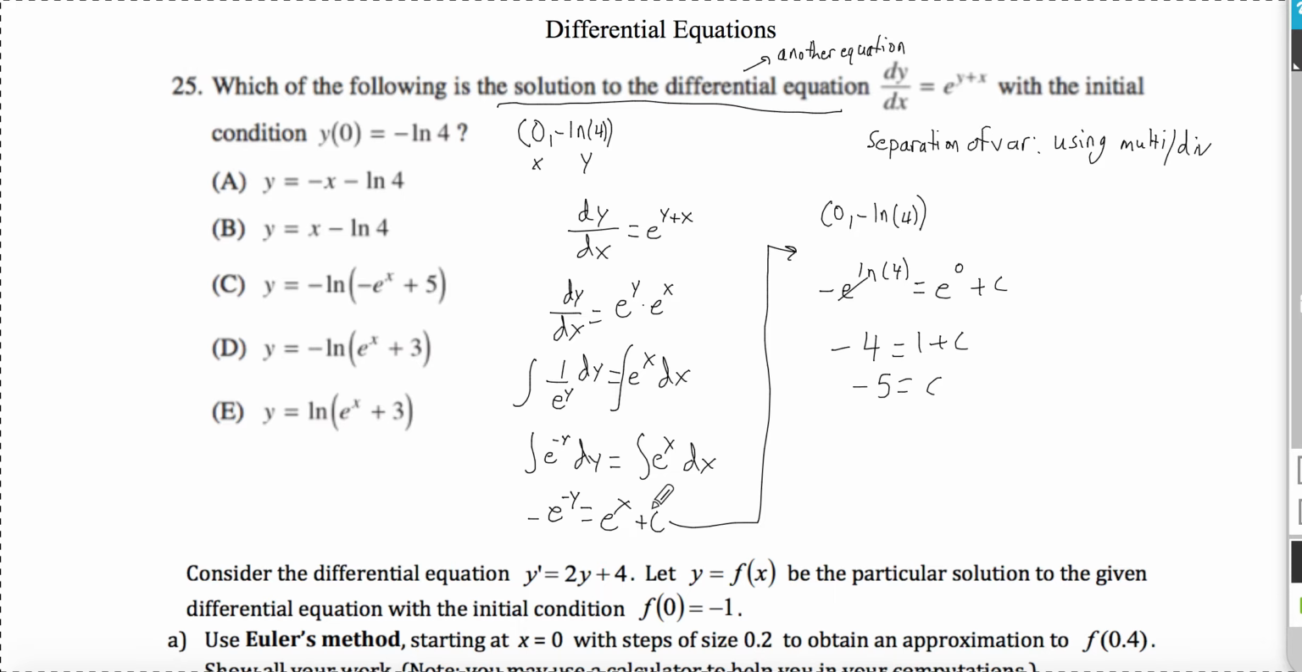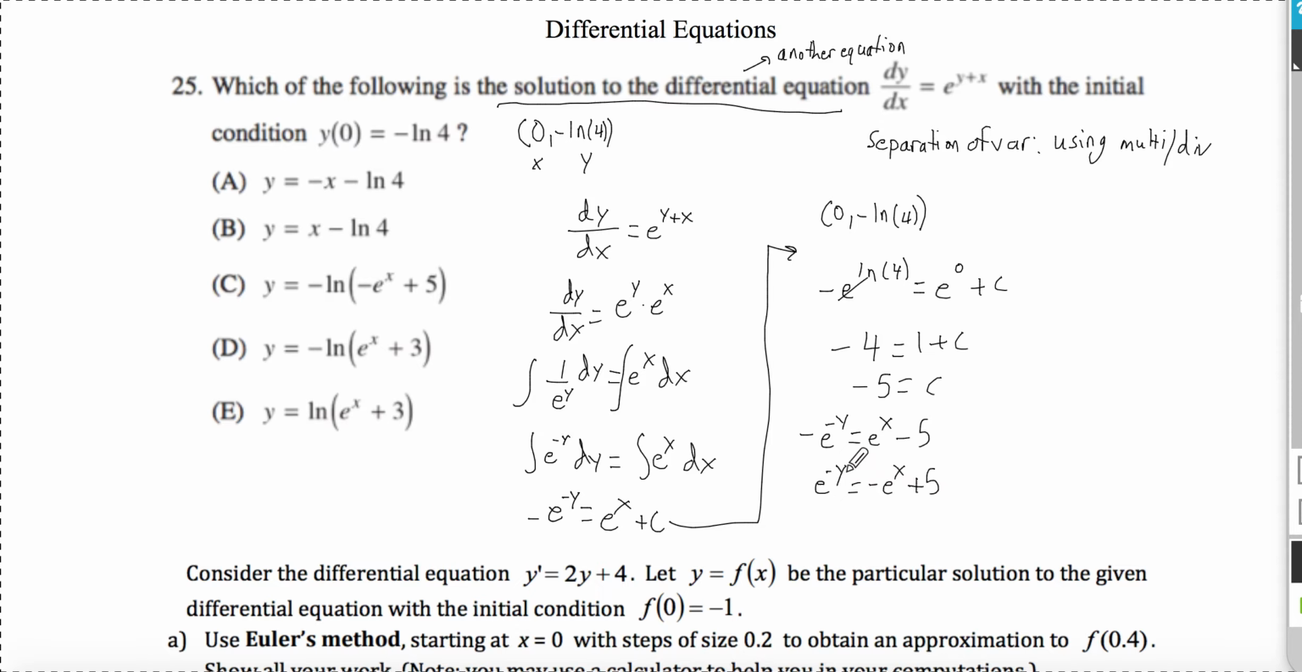My job is now to get y by itself. Solving this differential equation, we want to get y equals something. So I now know what c is. I have negative e to the negative y equals e to the x minus 5. Let me multiply negative 1 all the way through everything. That'll give me e to the negative y equals negative e to the x plus 5.